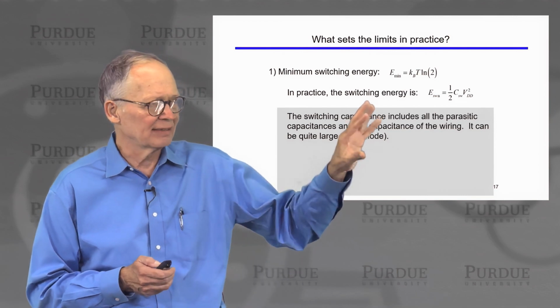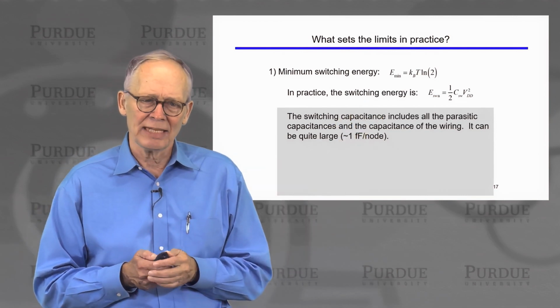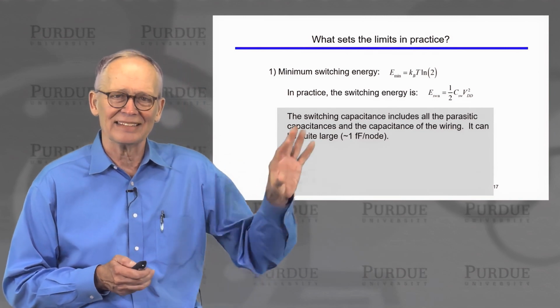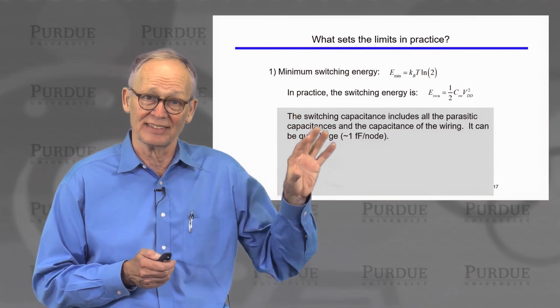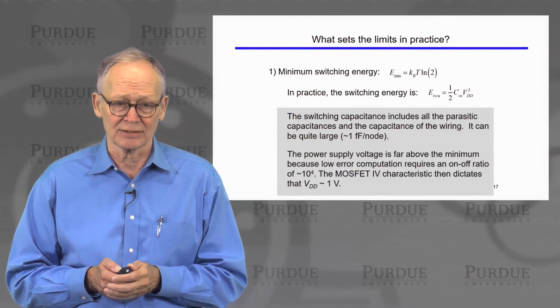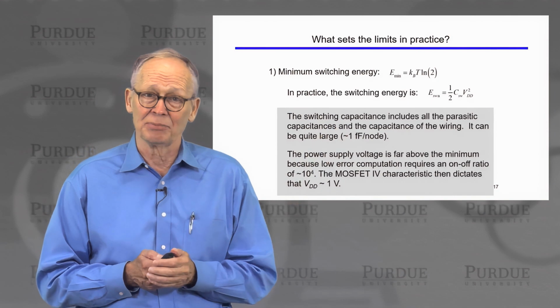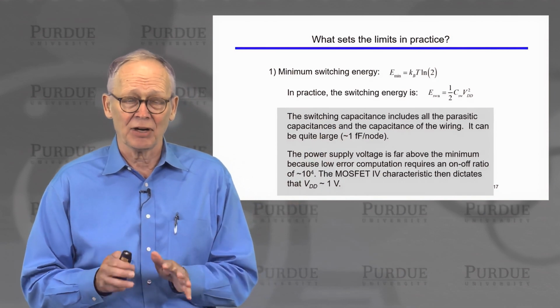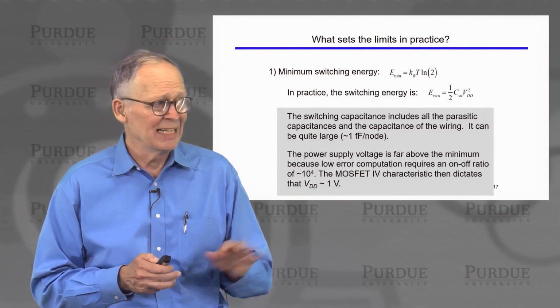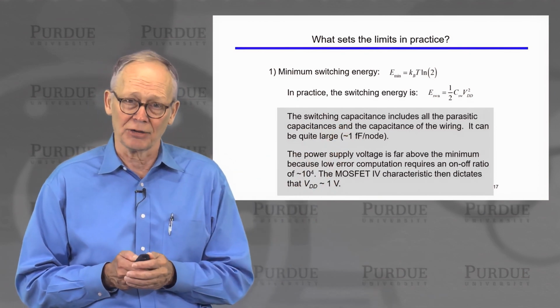In practice, the switching capacitance per node might be on the order of a femtofarad per node, not attofarads, which the device itself has from its gate, but all of the wiring and parasitic capacitances also. And as I mentioned, the power supply itself is far greater than the fundamental lower limit power supply, because of the need for large on-off ratios.